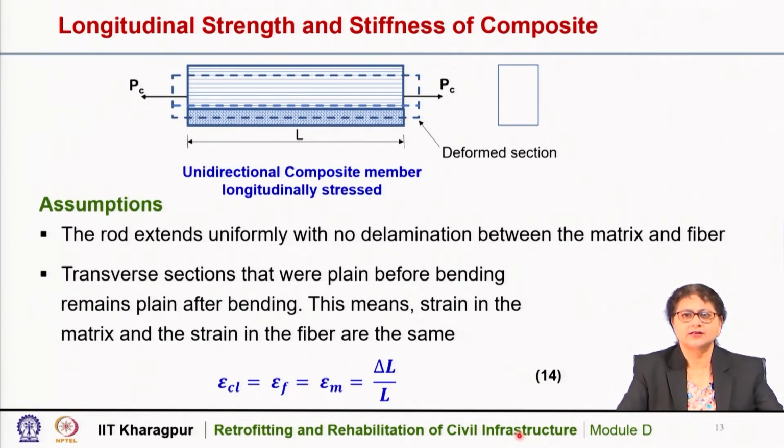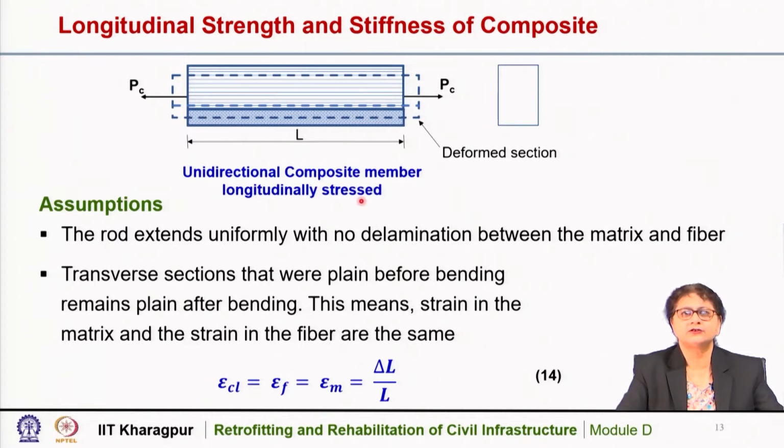Now, we will discuss how to determine the elastic modulus of the composite along the direction of the fiber. So, it is the longitudinal strength and stiffness of the composite, along the direction of the fiber. Here is an idealized schematic diagram. This is a unidirectional composite member.